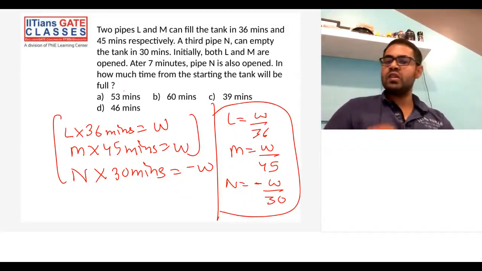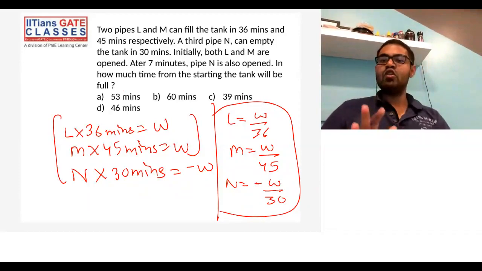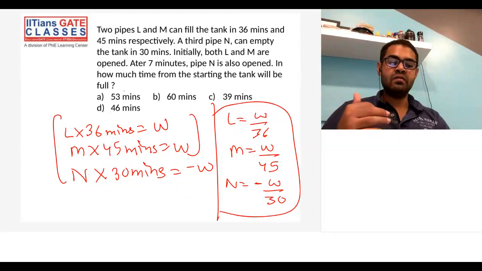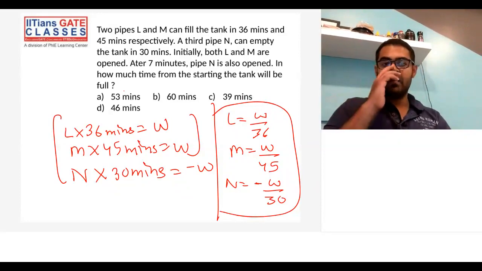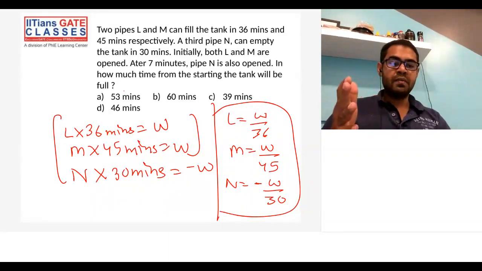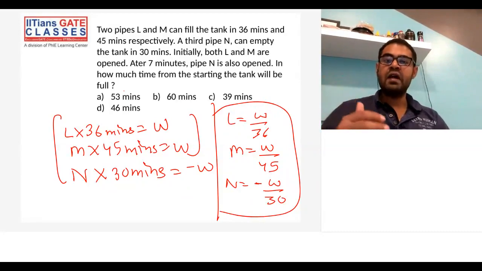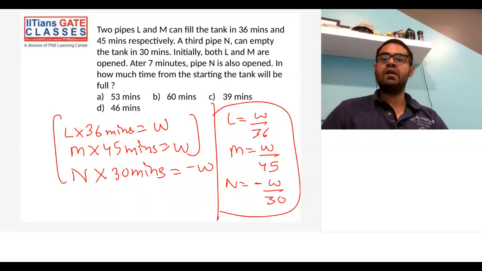So what they are saying is the tank will be full. So you don't have to worry about whose rate is higher, whether N is emptying the tank faster than L and M can fill it. You don't have to worry about that point because they are saying that the tank will get filled. So obviously the rate of N is slower as compared to L and M combined.